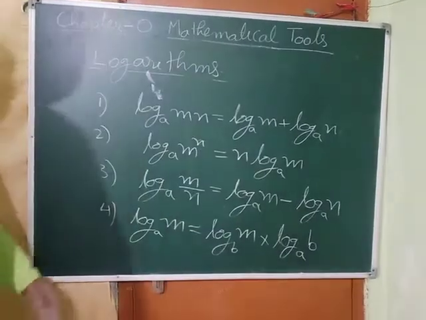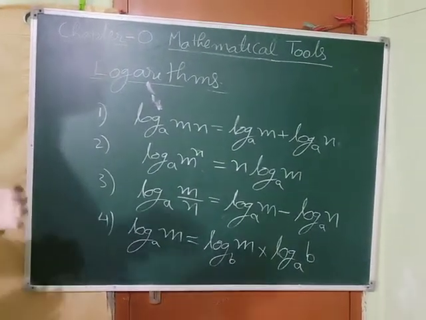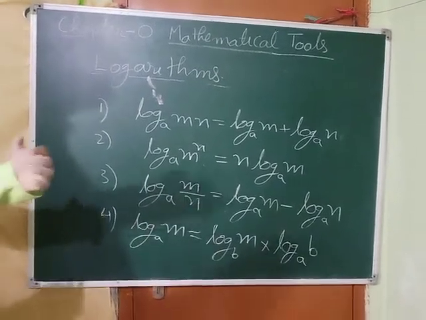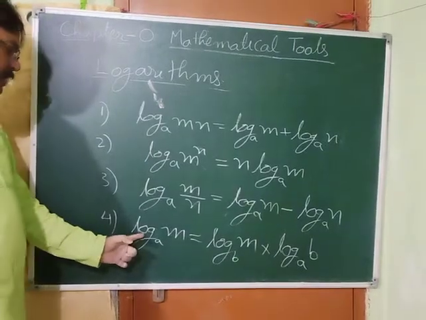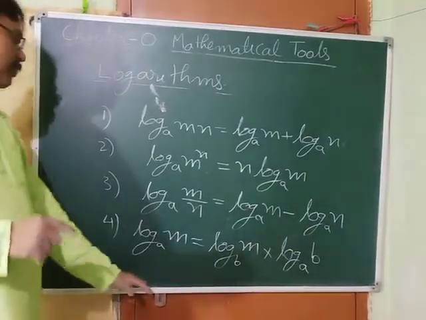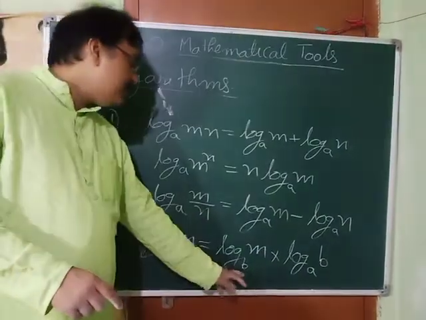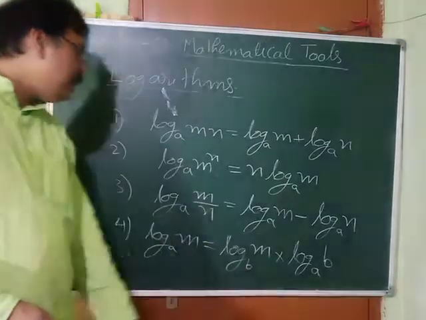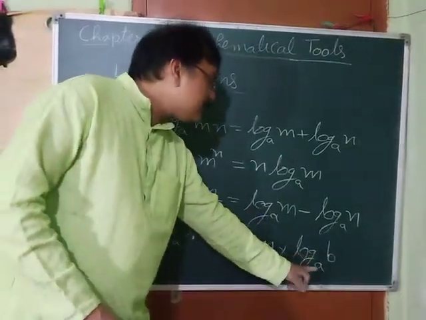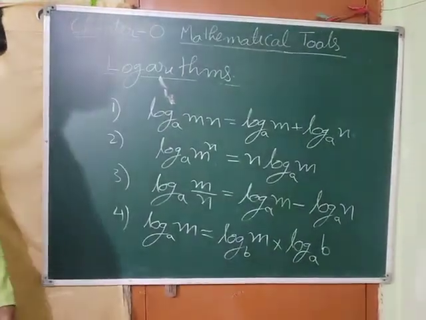Okay. Now, this is the base changing formula. Suppose, as we have done, we have converted from ln to log, that is log to the base e to log to the base 10. How to do that? Suppose you are having log to the base a of m and you want to convert into log to the base b of m. How to convert? First you write log to the base b of m, then in that you have to multiply log to the base a of b. You have to multiply in that value. Then you can change it.